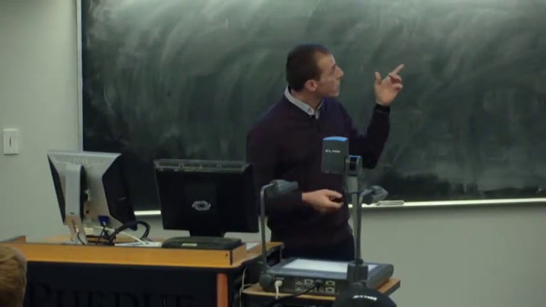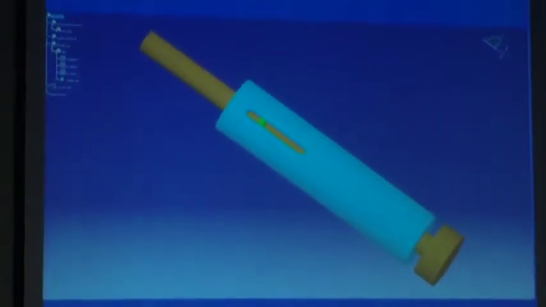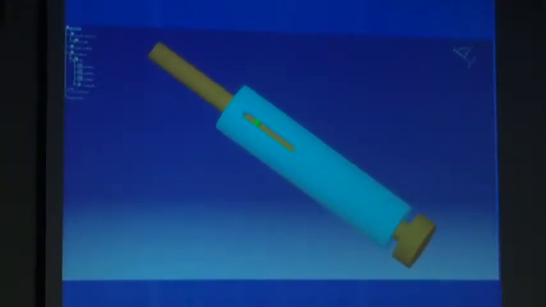That green pin is holding the teal handle onto the orange shaft, right? So it can slide, but it can't come off. Does that make sense to everybody? See how it works? Yes? Okay, good. It's a pretty simple tool.